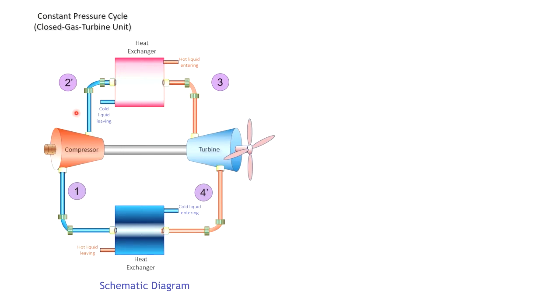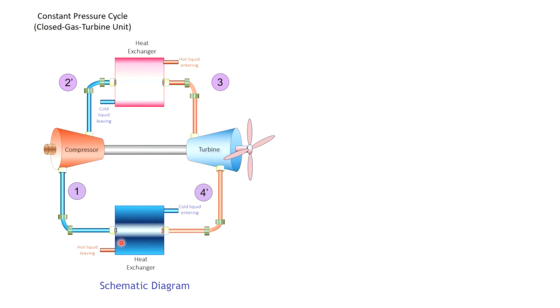We can draw a schematic diagram for the closed gas turbine unit. The constant pressure cycle is sometimes known as a closed gas turbine unit. It consists of a compressor which helps to circulate the air in the cycle, and then a heat exchanger, that means a heater, to supply heat to the air. Then you have a turbine which extracts work from the air.